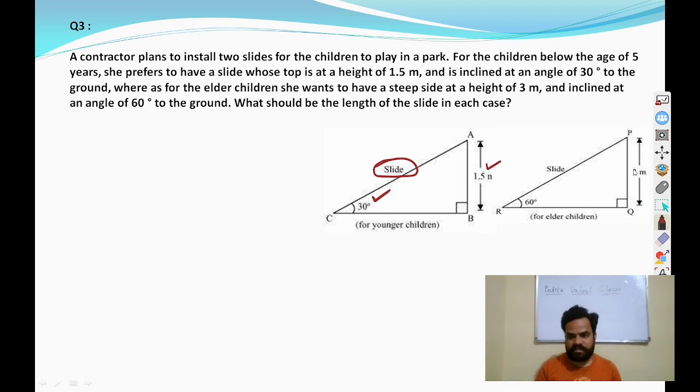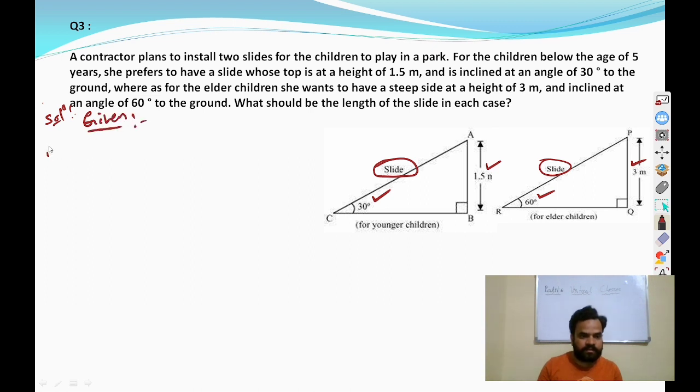In second case also same, the height is 3 meter and the angle is 60 degree. You need to find the length of slide, that is hypotenuse only. So write solution. This one is easy. So write solution. Write given.